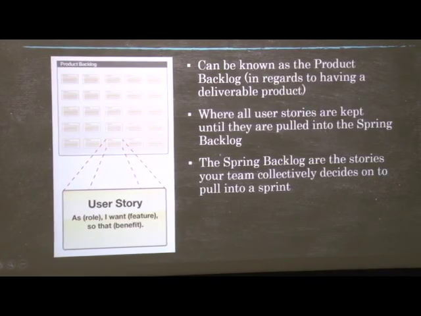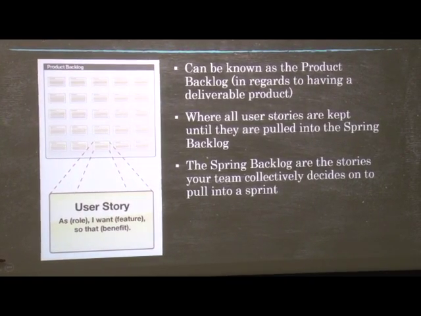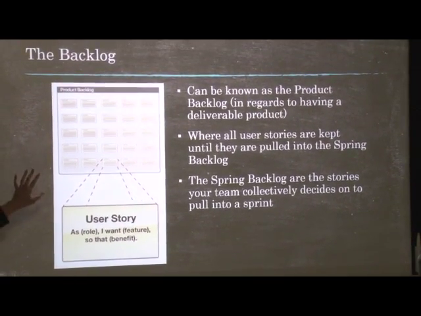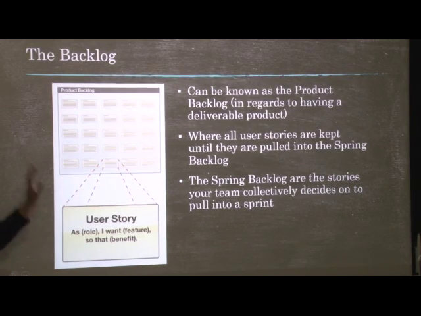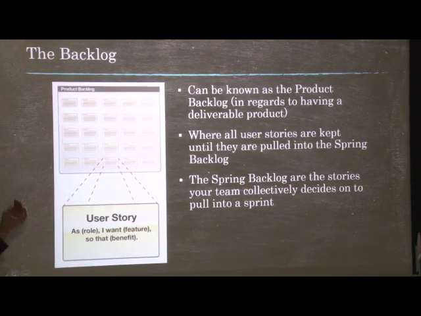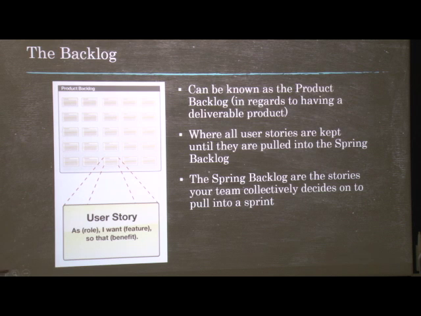The backlog is also known as the product backlog. It's where you keep all of your user stories that have been written, and the acceptance criteria is usually written on the back of those user stories. Your user stories are pulled into what's called a sprint backlog when your team collectively decides on these are the user stories that we want to complete for the next 2 weeks.